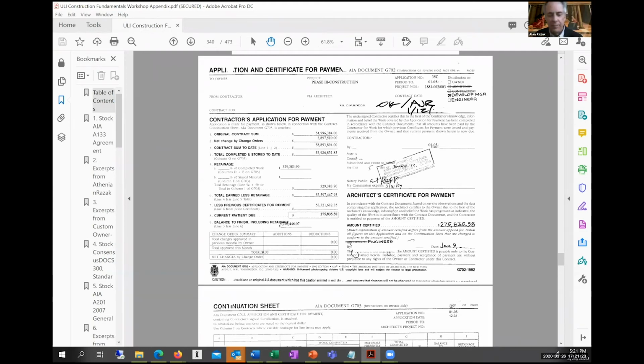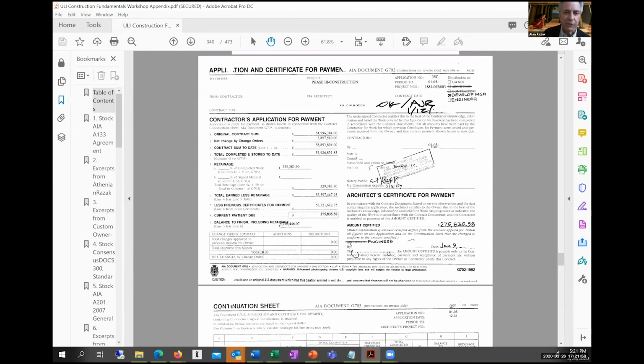$53,926,000. The owner has held back something called retainage that I'm going to talk about here in just a second, which is basically a risk premium hold back by the owner. And so to date, we've earned $53,597,000. In the last application for payment, we had earned $53,321,000. The difference between those two is $275,835. That's how much you owe us. Okay, and that's the amount of this application.